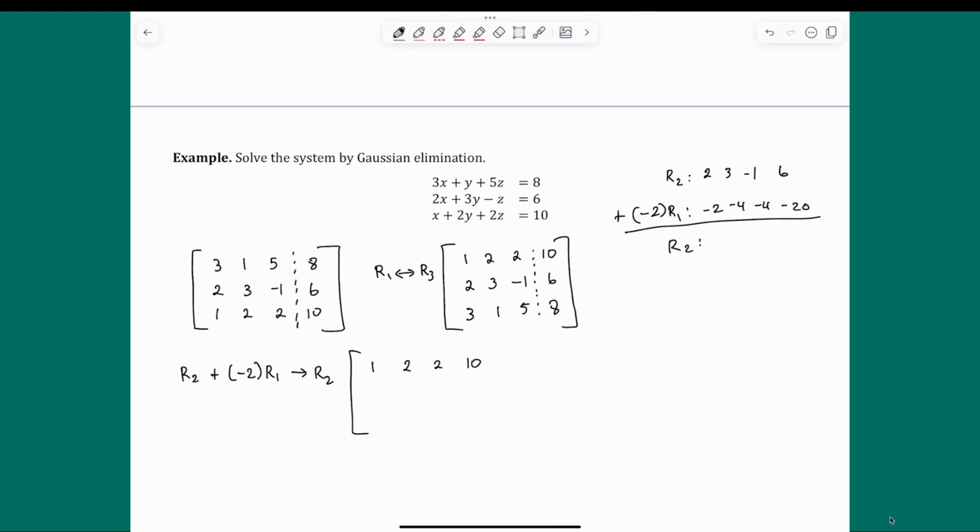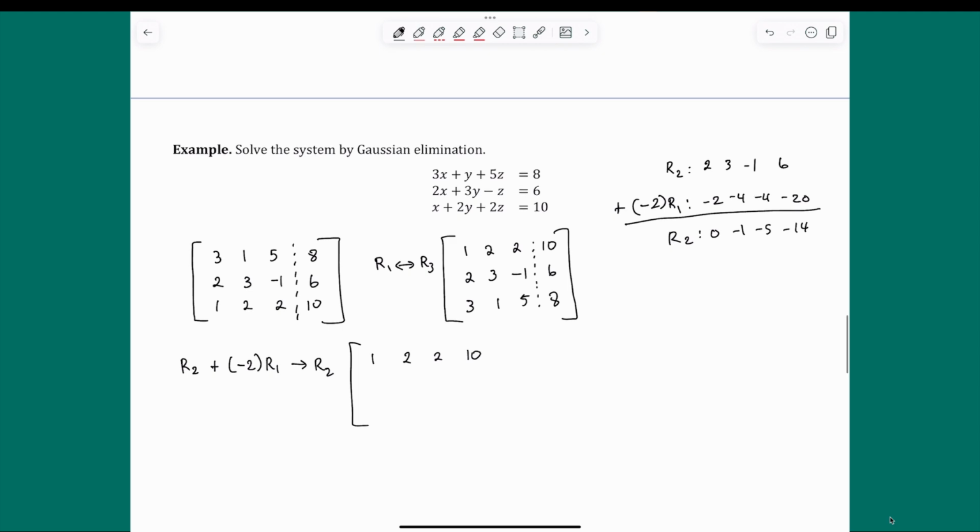So negative 2 plus a negative 2 is 0. 3 plus a negative 4 is negative 1. Negative 1 plus a negative 4 is negative 5. And then 6 plus a negative 20 is negative 14. So my new row 2 is 0, negative 1, negative 5, and negative 14. All right, and third row stays the same. 3, 1, 5, and 8.